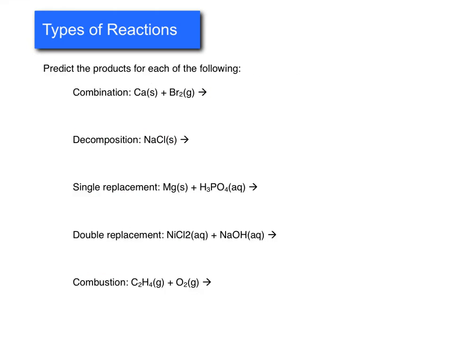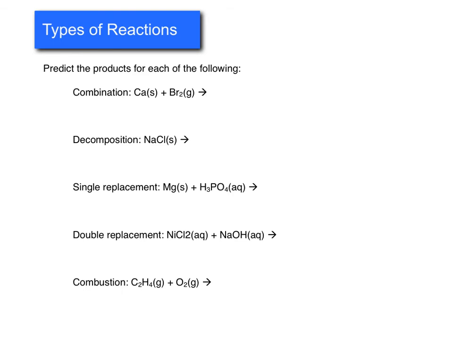All right, now let's predict the products. This is a little trickier, but we can still do it. So in a combination reaction, we have two things that are going to come together to make one new thing. So here we have calcium and we have bromine. Calcium is a metal and bromine is a nonmetal, so they're going to come together to make an ionic compound. So we need to now figure out what ionic compound that's going to be.